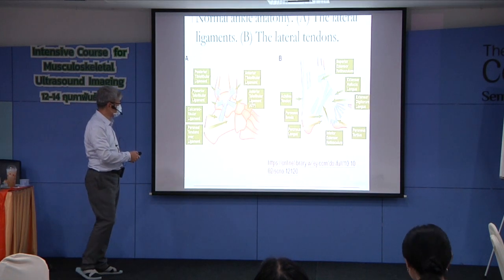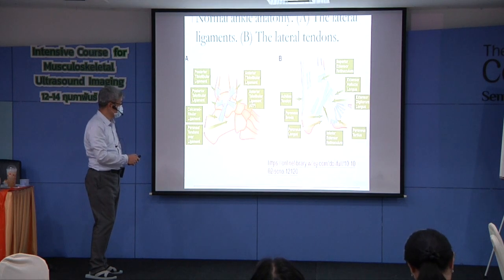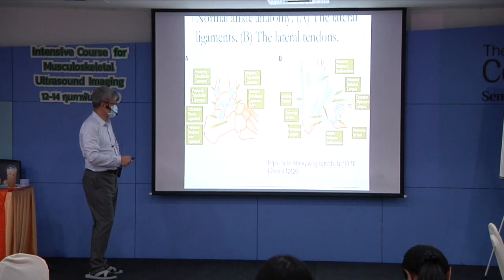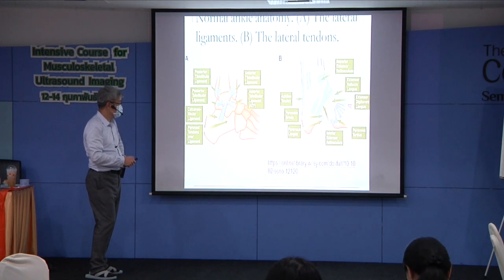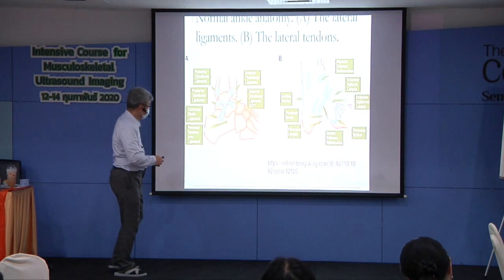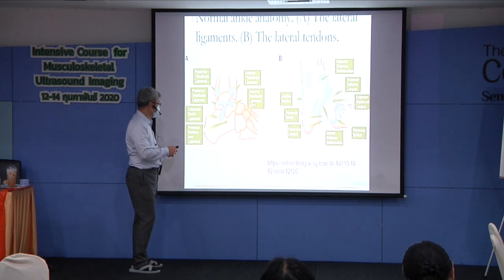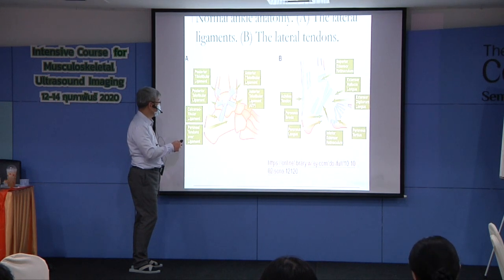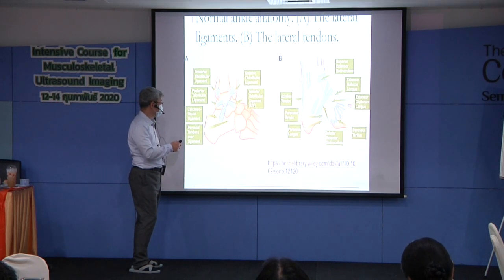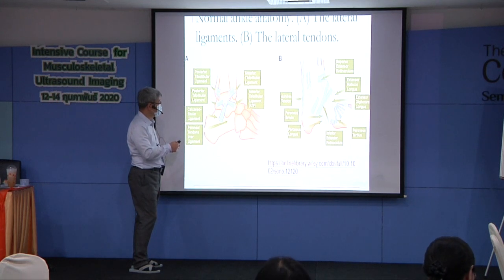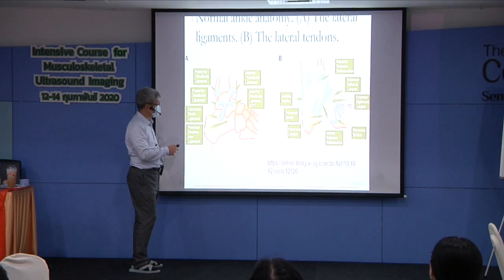Then we are going to introduce the ligaments of the lateral ankle. We will start from the ATFL, anterior talofibular ligament, then the CFL, then the PTFL, posterior talofibular ligament. Then we go to the posterior tibiofibular ligament. This is quite difficult, but the rest are very easy.